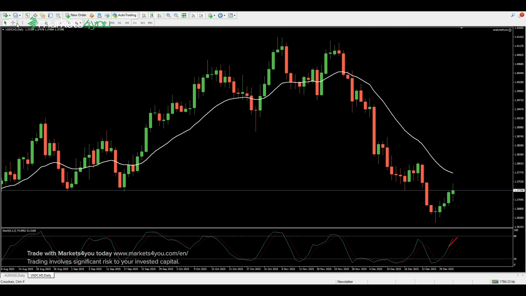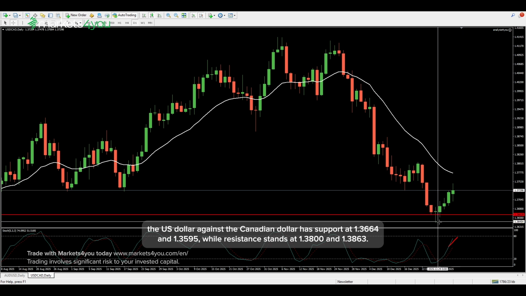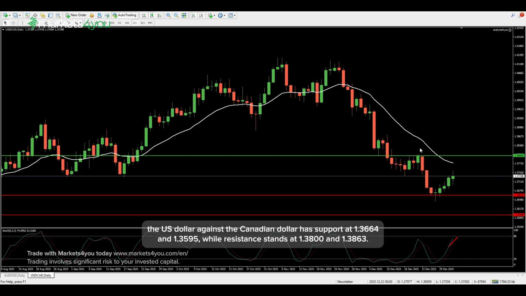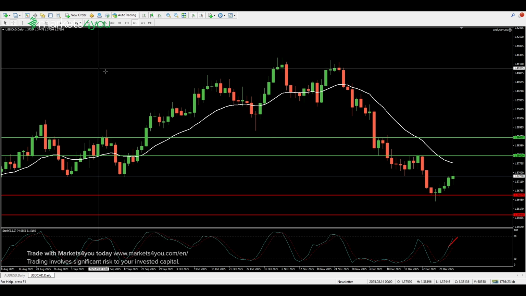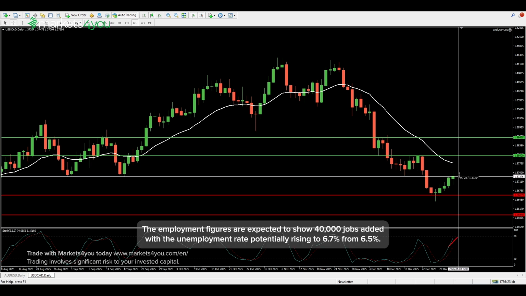Looking at key levels, the US dollar against the Canadian dollar has support at 1.3664 and 1.3595, while resistance stands at 1.3800 and 1.3863. Friday's Canadian employment data will be the most crucial event for this pair. The employment figures are expected to show 40,000 jobs added with the unemployment rate potentially rising to 6.7% from 6.5%.